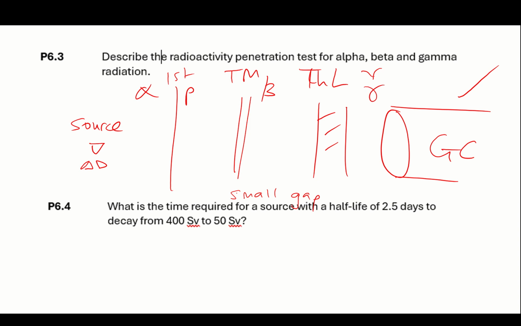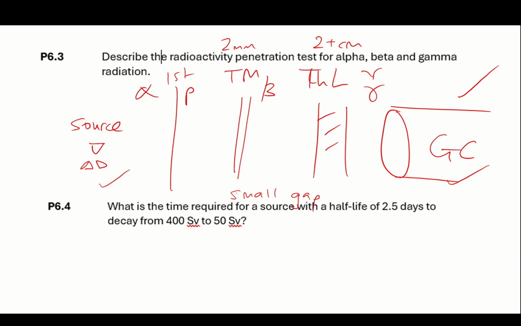All right, but the crucial part is I get a source, I get a Geiger counter, and I have a small gap, and then I put them in order. Paper, thin metal, thick lead. And if you want to go 2 millimeters, 2 plus centimeters. All right. Okay, next one you should be really good at.